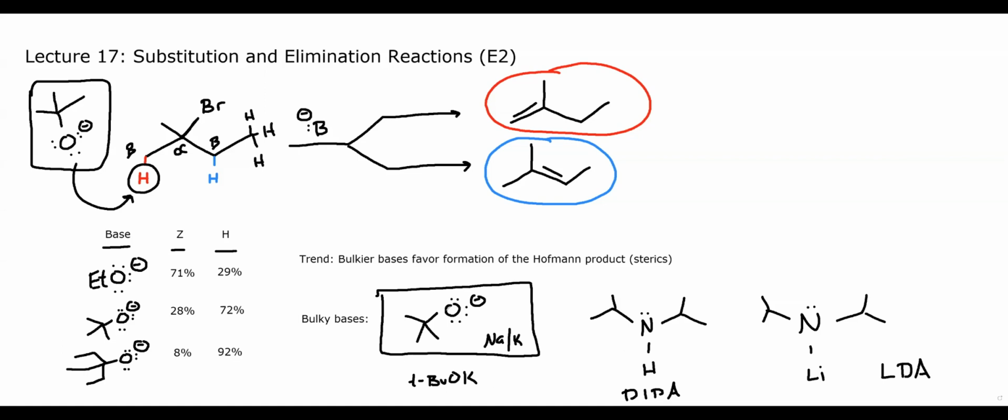And if you have to provide a bulky base on a test, for example, this is the classic go-to one, okay? There's hundreds, and they're varying in bulk, so it's not worth memorizing them. Just understand the basic trend that as you increase the bulk of the base, you increase the formation of that Hofmann product because that bulky base just wants to grab those hydrogens on the ancillary parts of the molecule, okay?